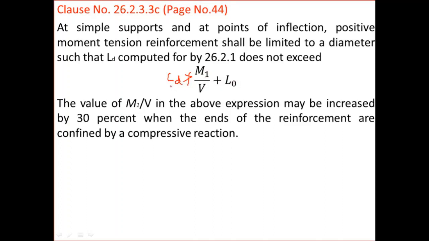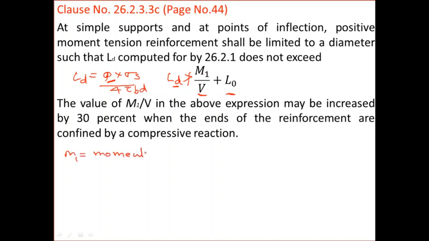Now what is LD here? LD is the development length, and what is the formula for the development length? LD equal to phi into, that means bar diameter into sigma S by 4 tau BD. Now for the given grade of concrete, tau BD is constant, and for the given grade of steel, sigma S is constant. So what is variable is only phi. Whatever this bar diameter is there, that is restricted with respect to this condition.